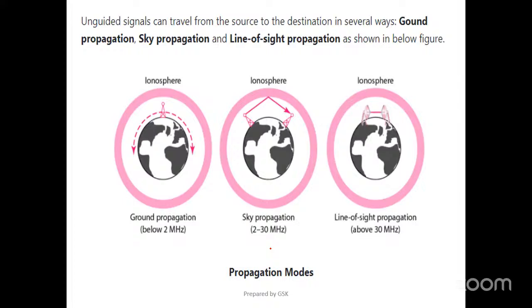Unguided signals can travel from the source to destination in several ways: ground propagation, which is below 2 megahertz, sky propagation, and line of sight propagation. You can observe this: this is bidirectional in the ionosphere, and this is sky propagation. This is the direction they follow in sky propagation, and antenna to antenna, that is line of sight propagation.